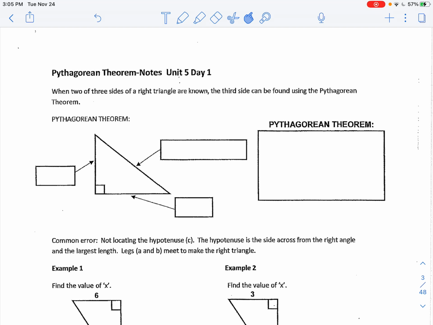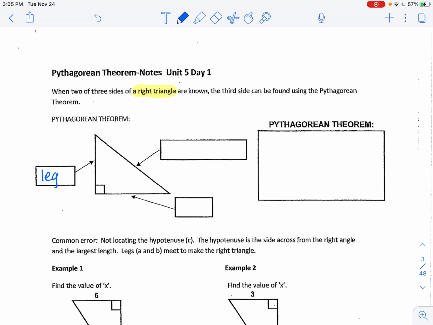Today's notes cover the Pythagorean theorem. When two of three sides of a right triangle are known, and we're talking about right triangles, the third side can be found using the Pythagorean theorem. So here are the parts of the triangle.